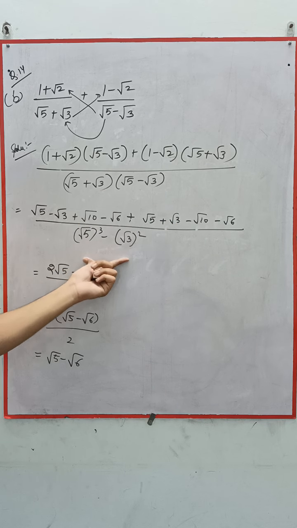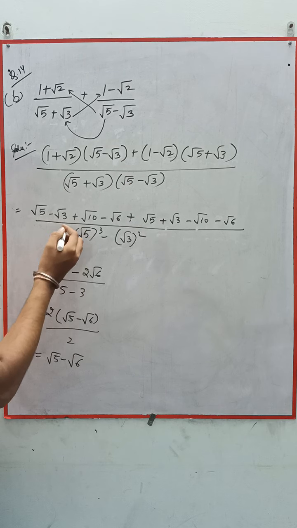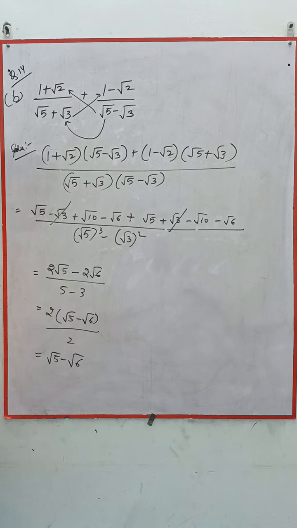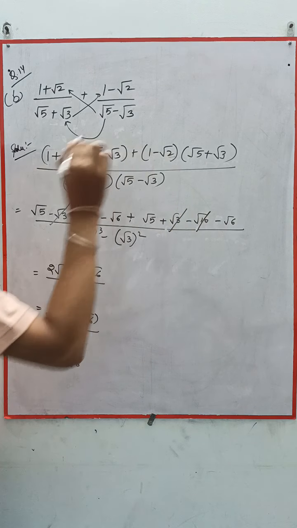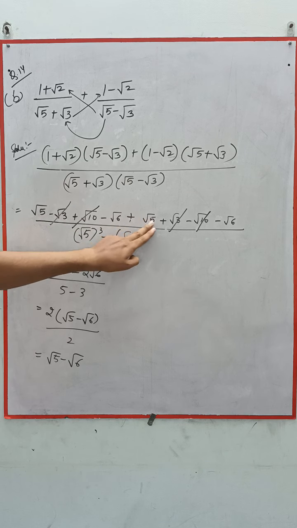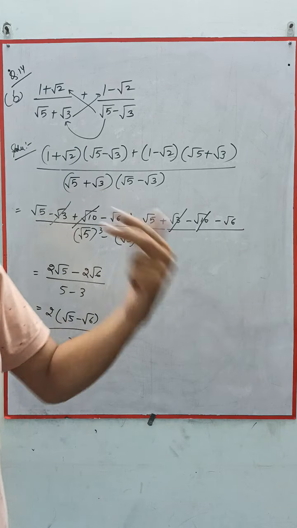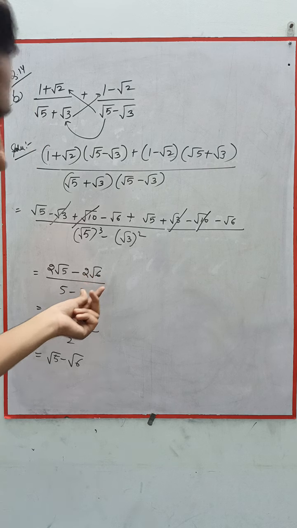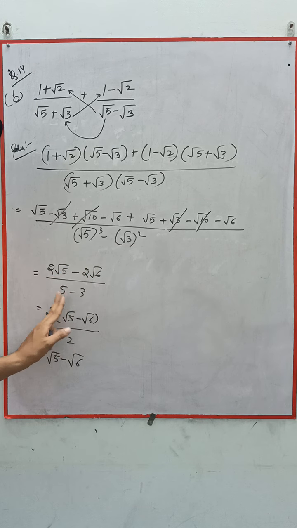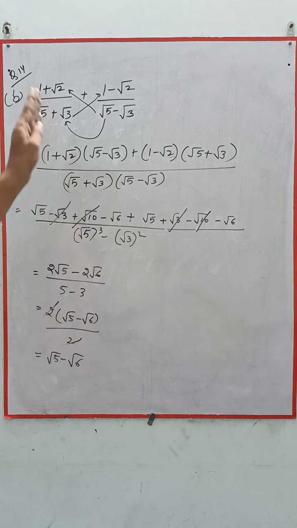In the denominator, I told you the a square minus b square identity, a plus b, a minus b, so we have used that. Here you can see that root 3 with this root 3 is getting cancelled, root 10 with this root 10 also cancelled, and that's it. So root 5 plus root 5 is 2 root 5, and minus root 6 and minus root 6 is minus twice root 6. Here 5 minus 3 is 2, and from the numerator I have taken 2 common, 2 and 2 cancelled, we are left with root 5 minus root 6, and this is the answer. This is the same way you have to follow in the first one, 14th A1.